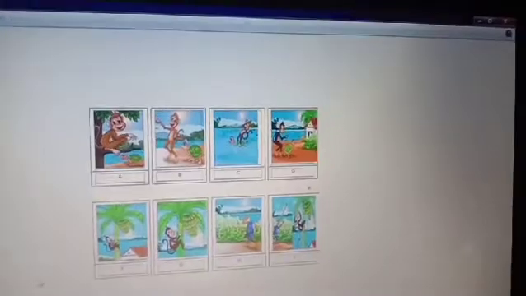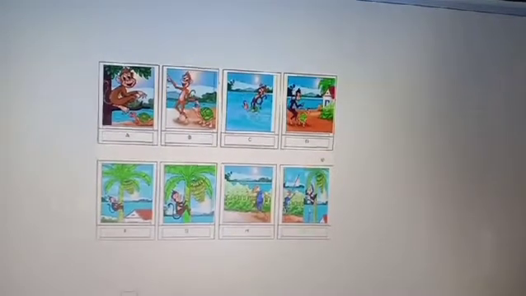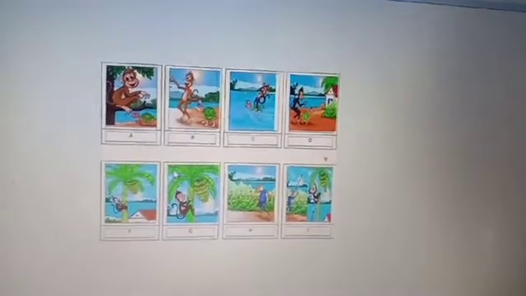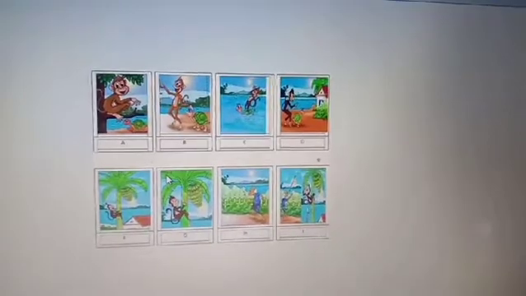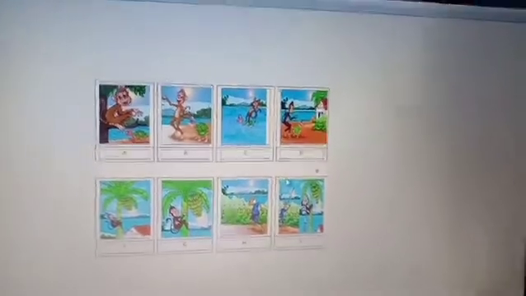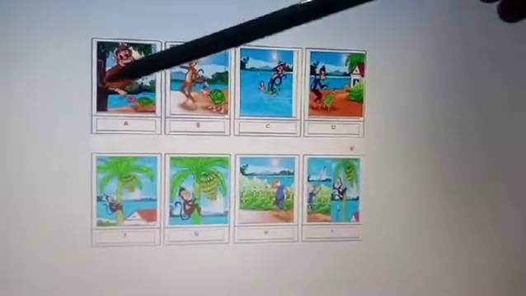Wait, I will just try to zoom it. Okay, it's not happening. No problem. So here you can see there is a monkey sitting on a tree and there is a tortoise.